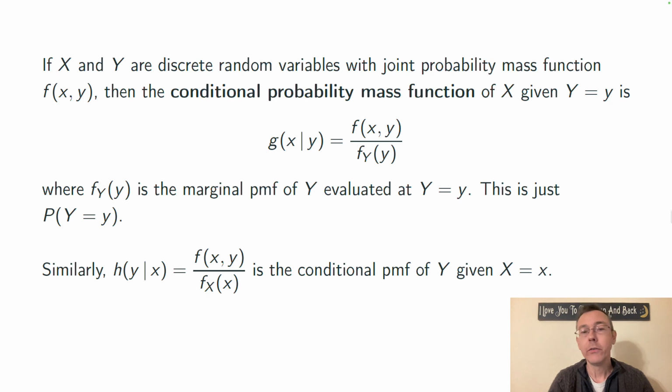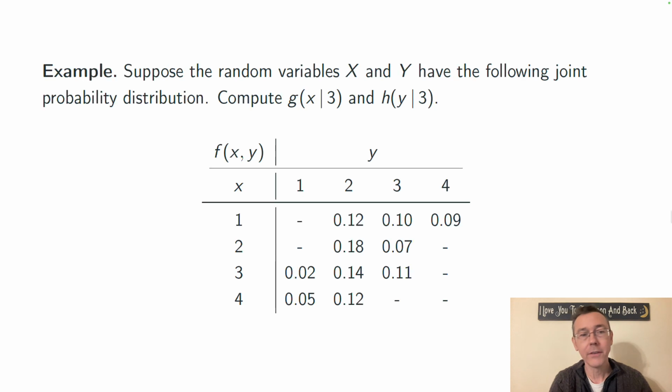Typically, g is used to denote the conditional probability where y is fixed, and h is used to denote the conditional probability where x is fixed. So the definition for h, where we're fixing x, is exactly the same, just with the roles of x and y reversed. I think all of this makes a lot more sense when we start doing an example.